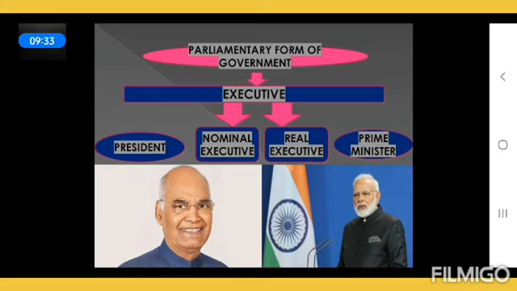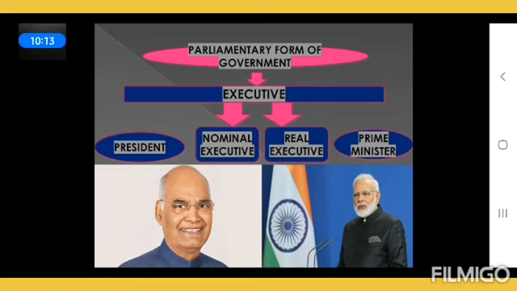So you can see here on the screen, the executive has two parts, right? The nominal executive is your president. Who is the recent president, students? Ramnath Kovind is your recent president. And the real executive is your prime minister, and Shri Narendra Damodar Modi is your current Prime Minister of India. The president is a nominal executive, or it can also be called a titular executive, please do not forget it, and the prime minister is called the real executive head of the government. I hope it's very clear.